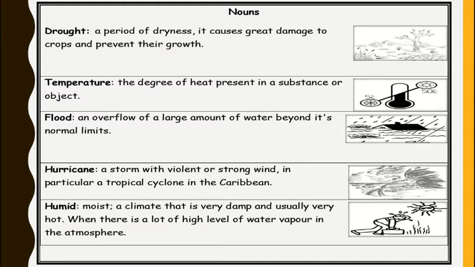Next, you have humid or moist. It's a climate that is very damp and usually very hot when there is a high level of water vapor in the atmosphere. For example, in summer, when you go to the club and you play with your friends and you sweat too much, this means that the atmosphere is humid or moist. It means that there is water vapor in the atmosphere. Okay.